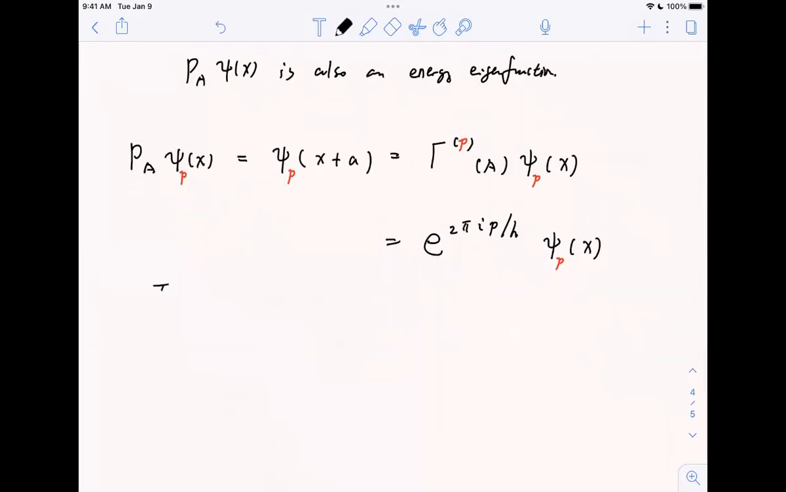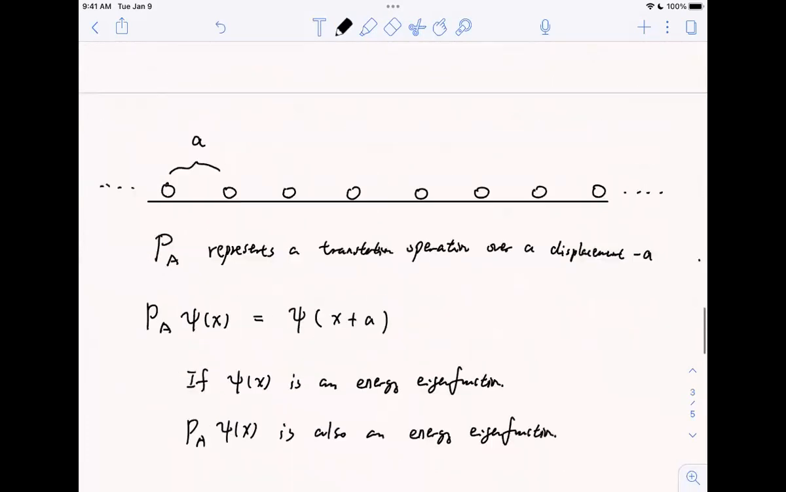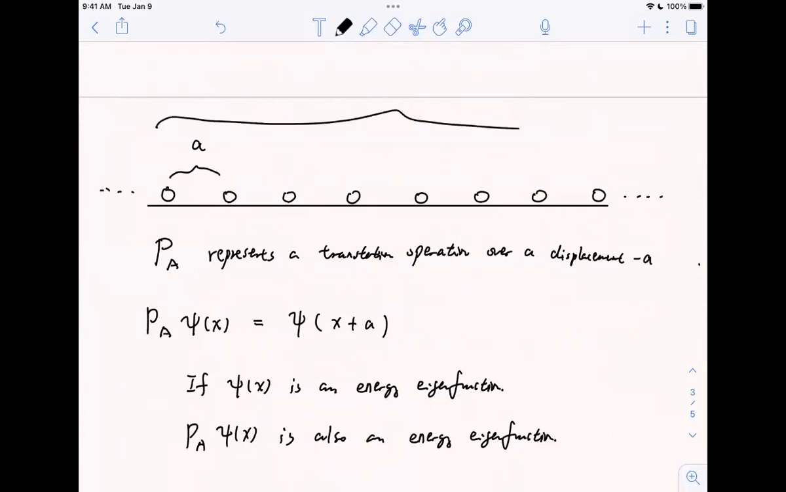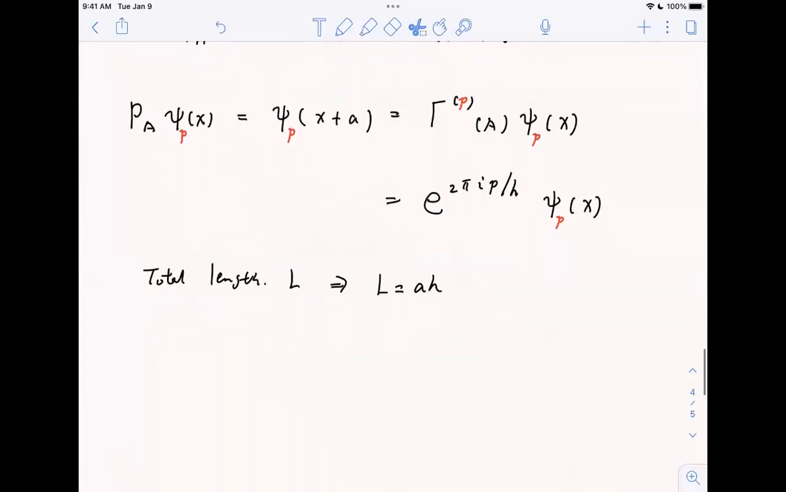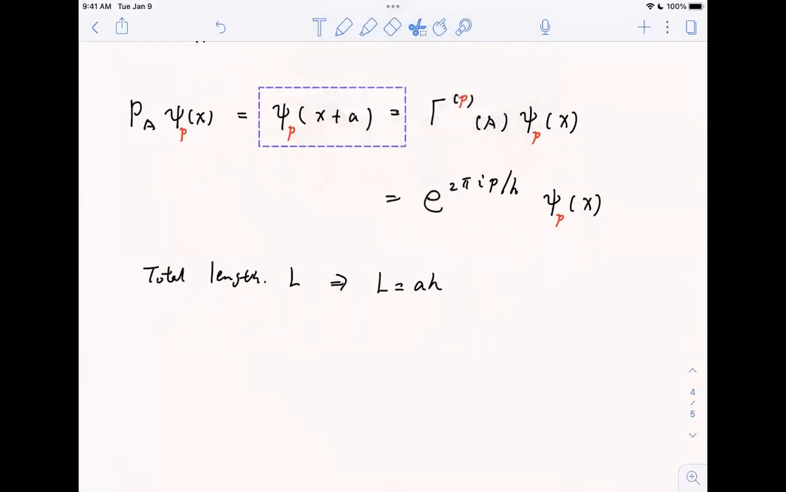So let's say this is the total length. If the total length is L, then L equals ah. You have h elements, right? So the total length is L. Then you can replace it.